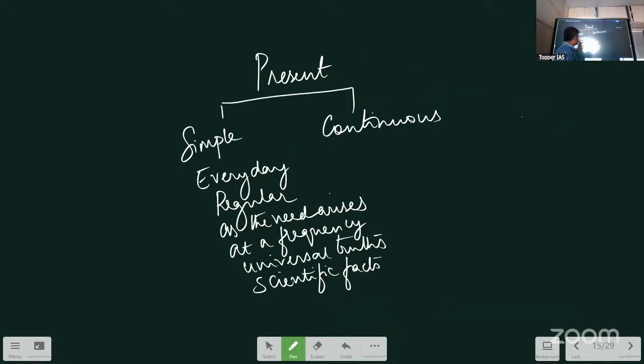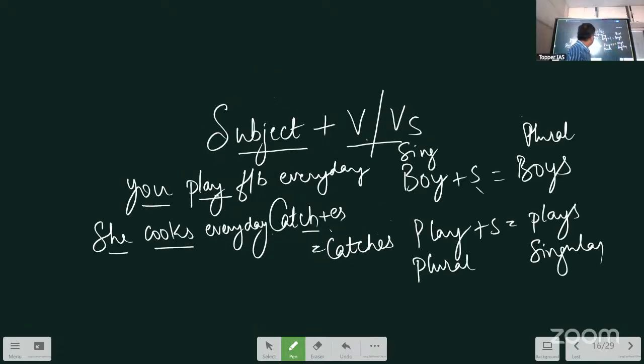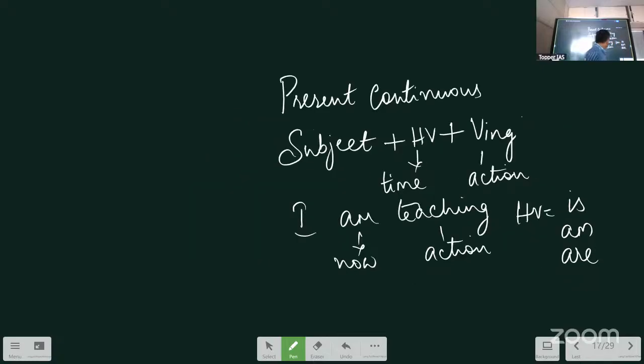Next, simple present is used for everyday actions, regular actions, as the need arises, at a frequency, universal truths, and scientific facts. And simple present structure is subject plus verb base form or singular form. And in continuous, what happens is we use a helping verb. So what is present continuous? An action between a simple past and a simple future is called present continuous.